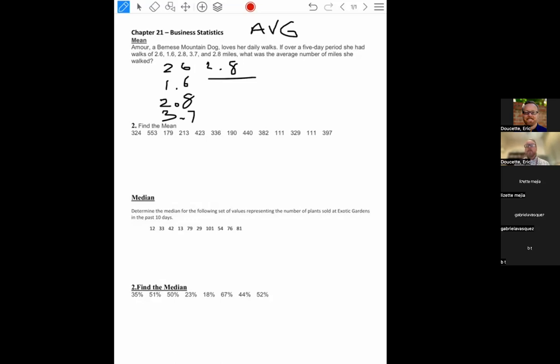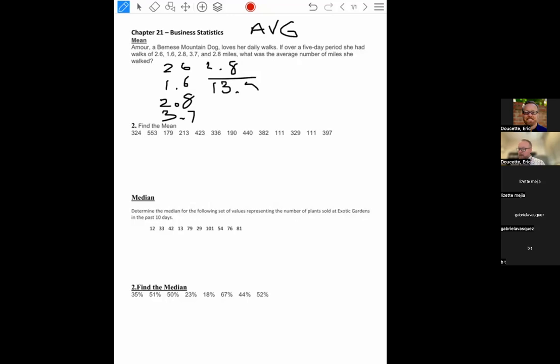No, Professor. I don't know why it doesn't show you, but 2.6 plus 1.6 plus 2.8 plus 3.7 plus, did I do 2.8 twice? Might have done it twice by accident. So 13.5 is the total.